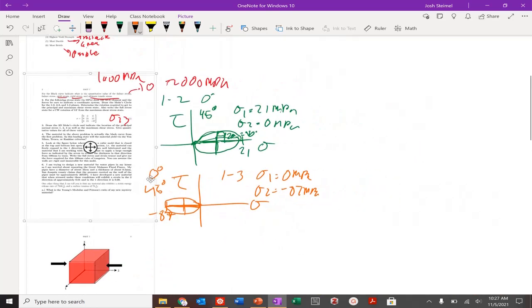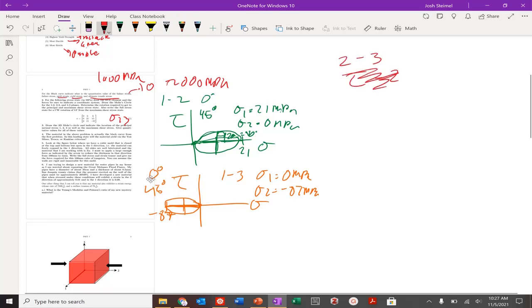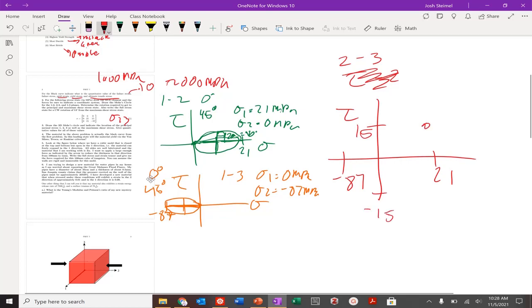So let's go ahead and look at my tau, or actually, excuse me, 2, 3 plane. So now I've got a more complex stress state. So I've got basically a point at 21, a point at minus 87, a point at 15 here. Let's get that a little bit closer. Point at 15, point at minus 15. So I've got 4 coordinates here, here, here, and here. Due to circular symmetry, the circle must pass through this.